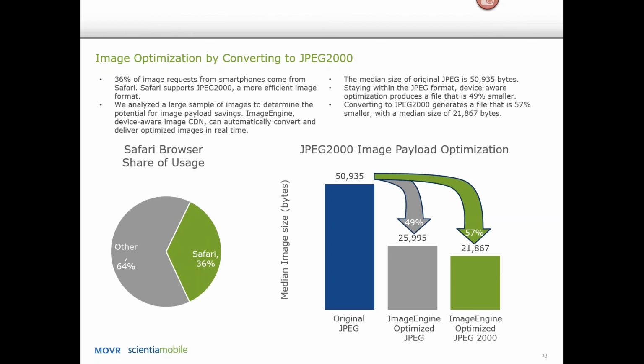And why is that really? JPEG 2000 is a superior format on all fronts, almost all fronts, compared to JPEG. It has lossless compression. It supports transparency.